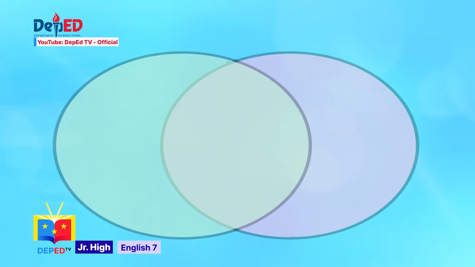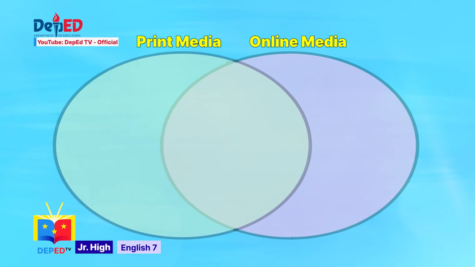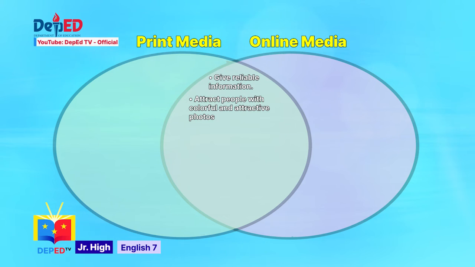There are a lot of similarities between print media and online media. A lot of media companies have print and online versions of their publications, and both have the following characteristics. Give reliable information. Attract people with colorful and attractive photos. Portable and can be read anywhere and anytime.